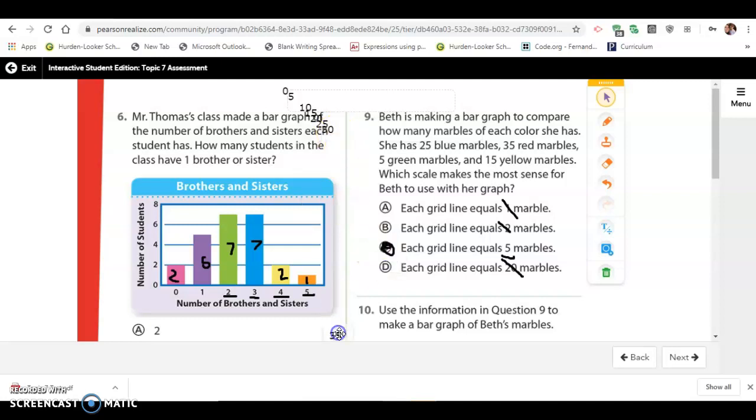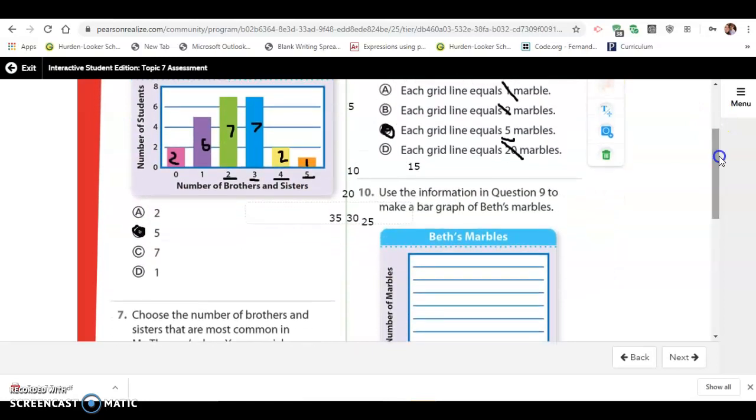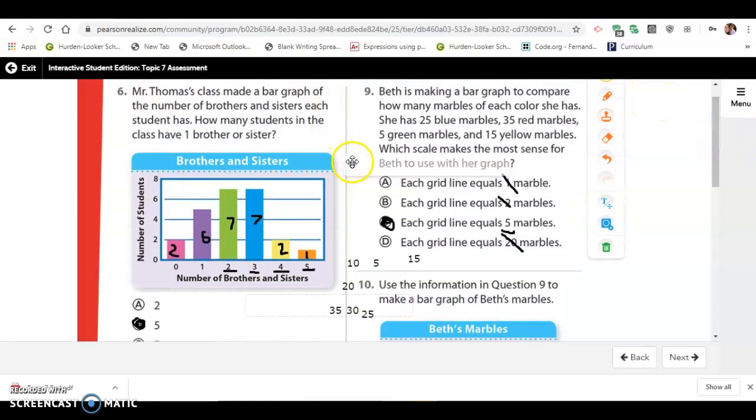We're going to drag all of these down. 40, 30, 25, 20, 15, 10, 5, and 0. And we're going to put them in their spots. We can always write on it too. It's always another choice to write. But I'm going to just drag the numbers down.